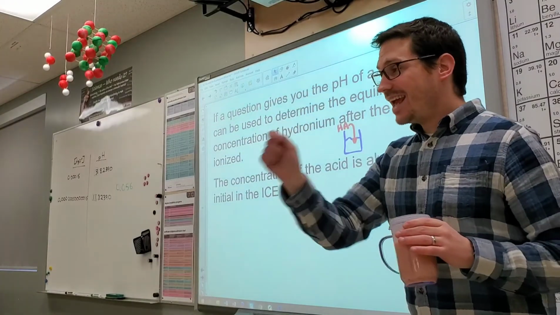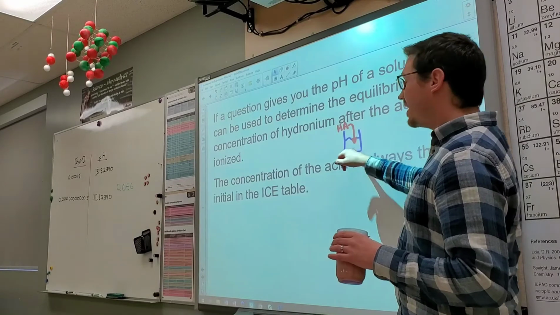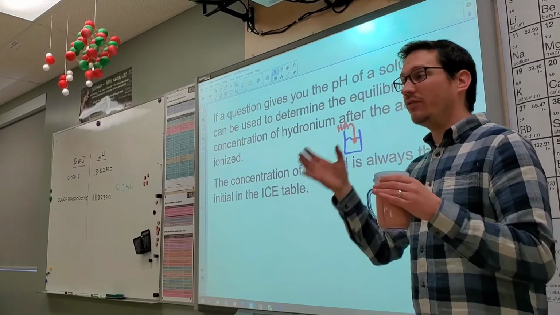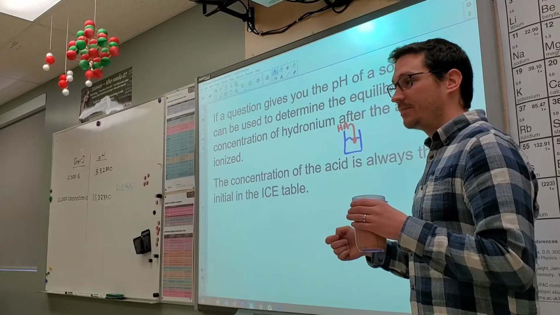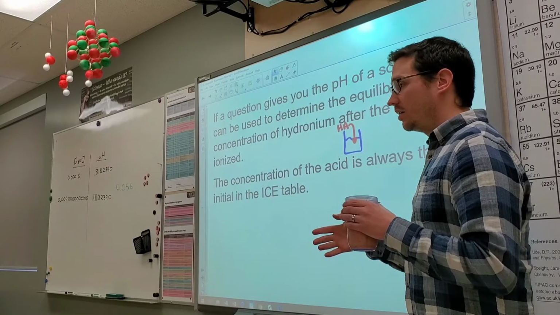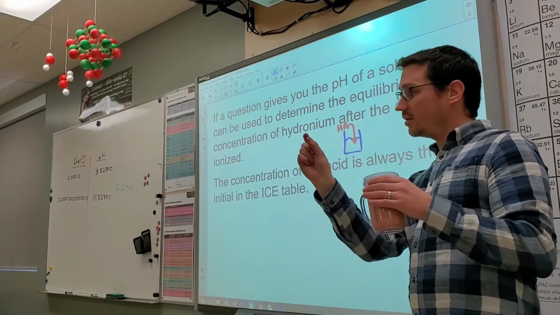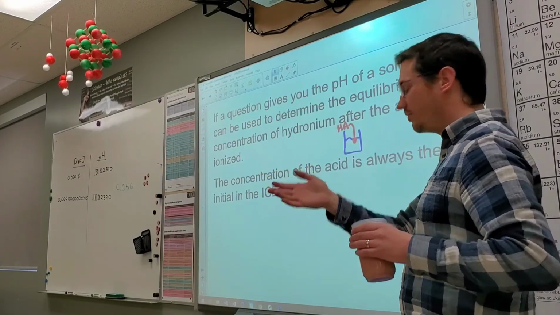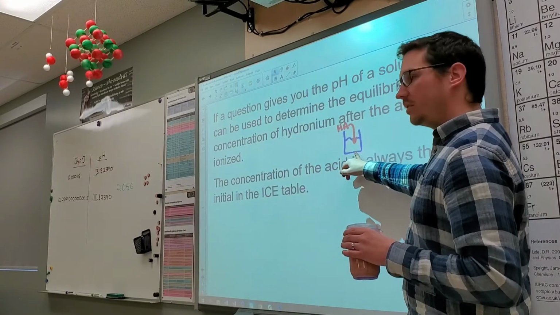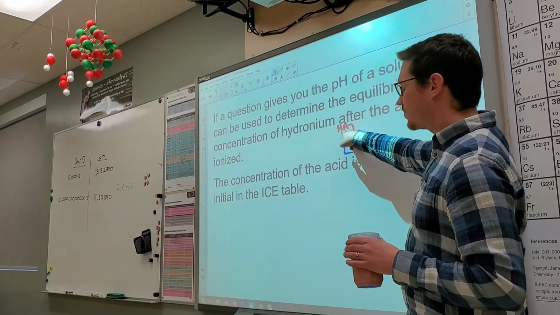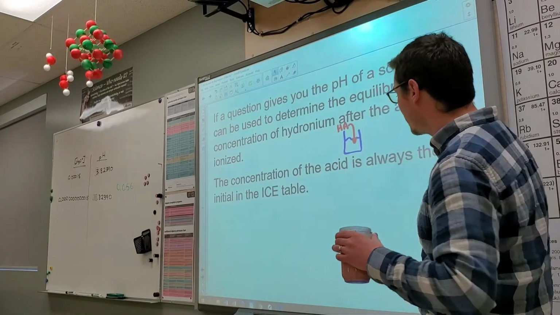Before I added the acid, as long as this was just pure water, was there a ton of hydronium in there? No. If this is pure water, there's not a ton of hydronium. There's a little, because water can ionize itself, but there's not a ton. So the majority of the hydronium in an acidic solution comes from whatever acid you put in it. Hopefully that's not confusing, right?